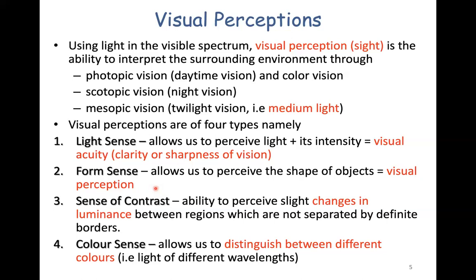And finally, color sense. This is the ability to detect different colors. So how do you differentiate pink from green? That's color sense. We're not talking about the intensity of the color here. We're talking about differentiating two colors that are completely different altogether. And they both have different wavelengths, as we described on the previous slide.